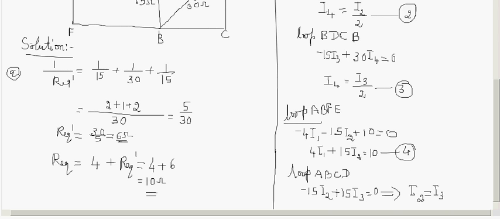Now we need to solve all these equations. We will first write all the equations whatever we have. We have I4, we got I4 is equal to I3, which is equal to I2 by 2. This is one equation we have. Then we have 4I1 plus 15 I2. I am writing the equations once again. 4I1 plus 15 I2, which is equal to 10.